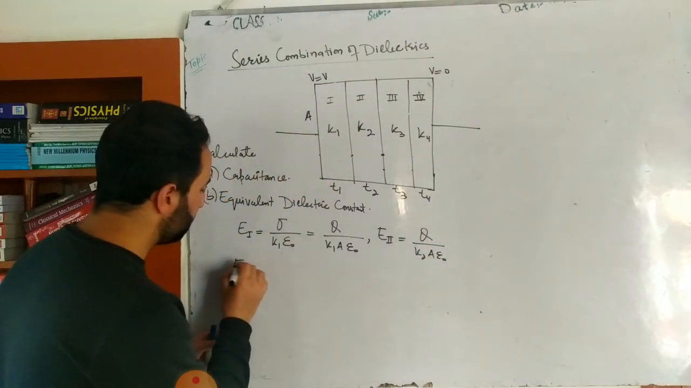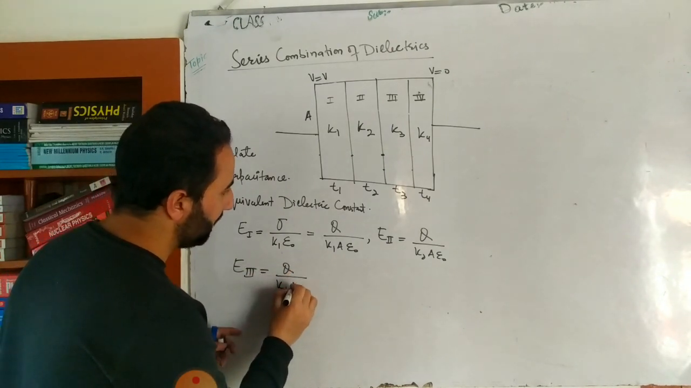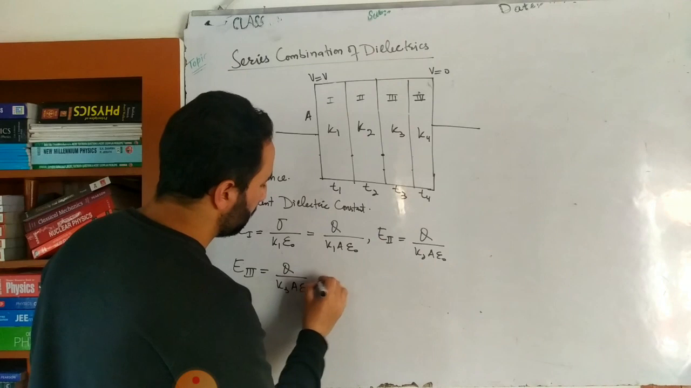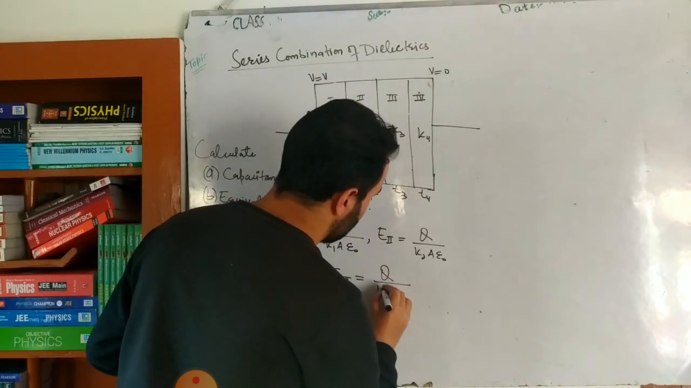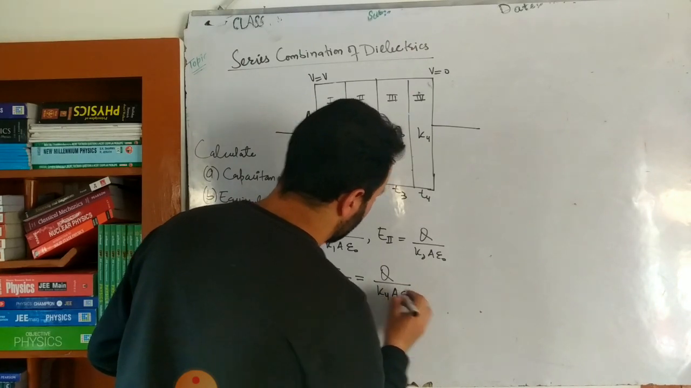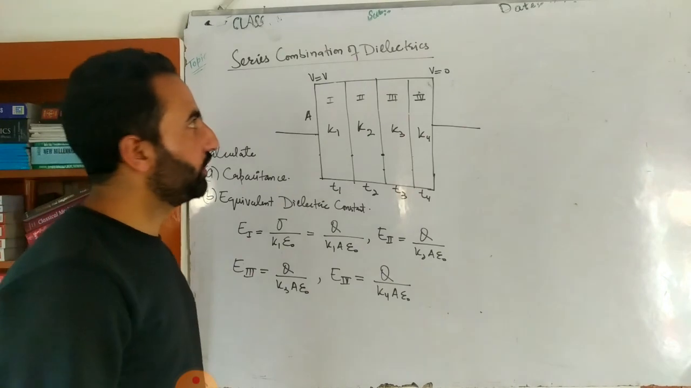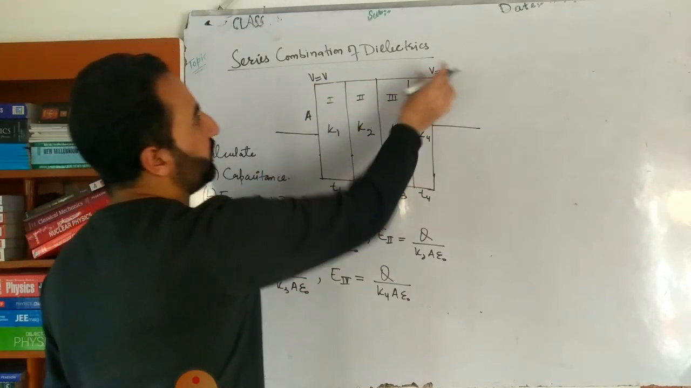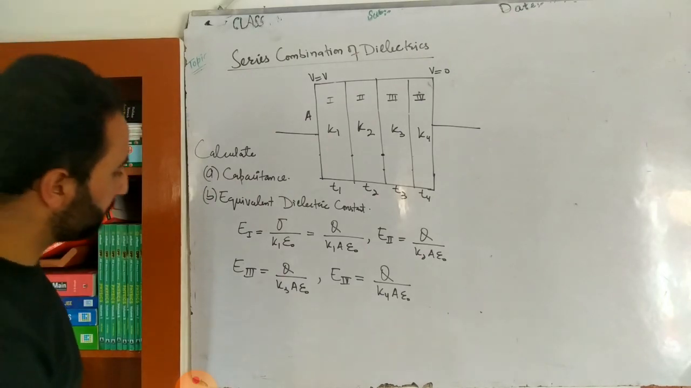You want to calculate electric field in the region number third, that will be obviously equal to what? Q divided by K3 A epsilon 0. And then you want to calculate E4 in the region number 4, the electric field is Q divided by K4 A epsilon 0. Done? Okay. Let's next calculate what? Potential. The potential at this point is V, and at this point is 0, so the potential difference is equal to V.